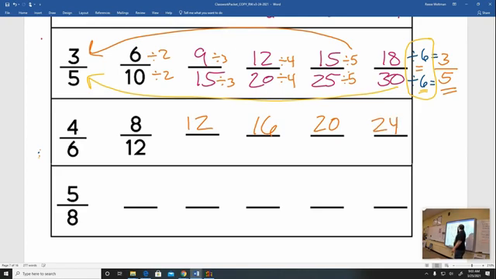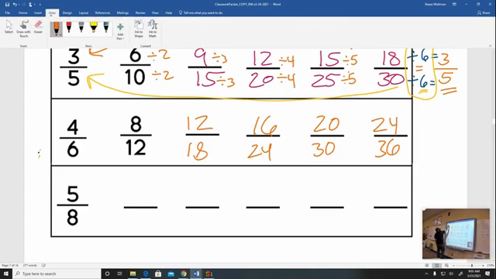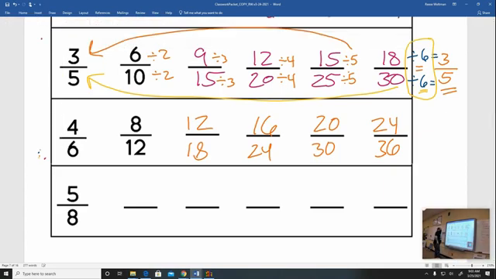Okay, what's happening, though, with our denominator? It's bigger, isn't it, Jack? Going up by 6, so what's the next one then? 18, 24, 36. Good. This is why I had a couple of you guys ask me, well, why would I use my multiplication table for this?